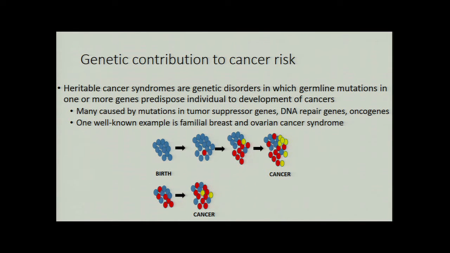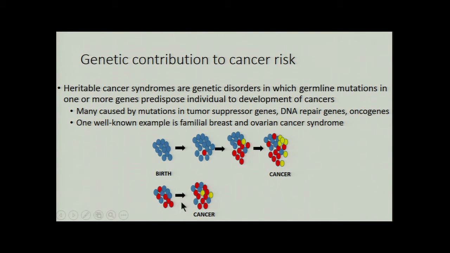Many of these are caused by mutations in tumor suppressor genes, DNA repair genes, or oncogenes. Of course, cancer inherently is caused by mutations in important genes that regulate cell growth and cell death, but these are usually somatic. So the onset of cancer in an individual without an inherited cancer predisposition is due to the acquisition of gene mutations in one or more somatic cells, such as would be shown here, that then ultimately alters the balance between cell proliferation, differentiation, and death, leading to uncontrolled growth and the development of a cancer.